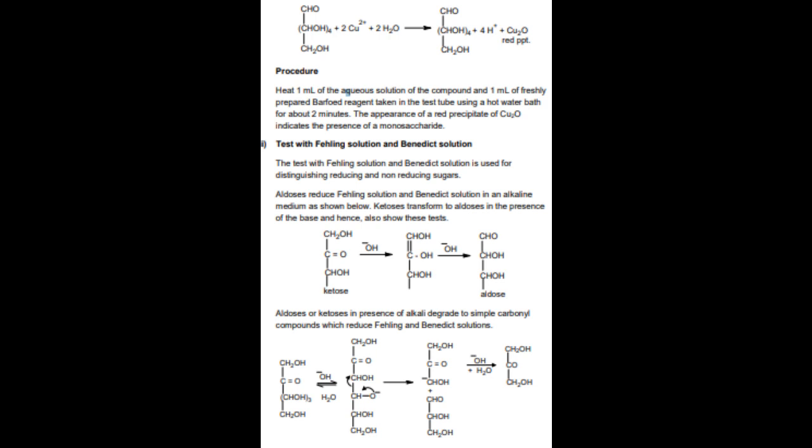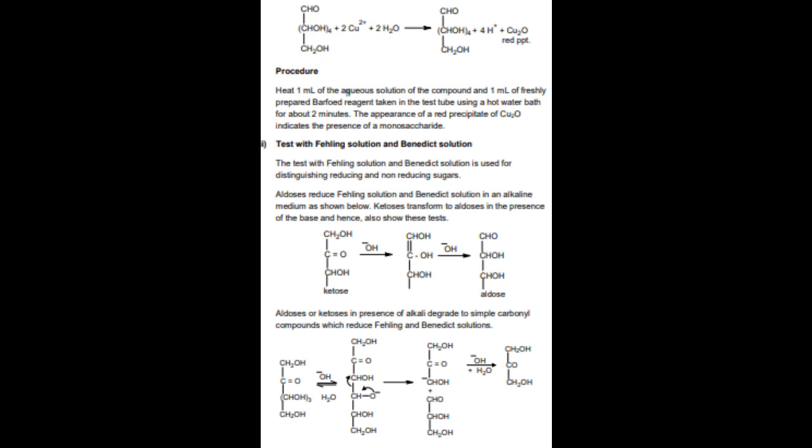2. Barfoed test. This test is a general test for monosaccharides, and it can be used for distinguishing monosaccharides and disaccharides. Look at the screen. Procedure. Heat 1 ml of the aqueous solution of the compound and 1 ml of freshly prepared Barfoed reagent taken in a test tube using a hot water bath for about 2 minutes. The appearance of a red precipitate of Cu2O indicates the presence of a monosaccharide.